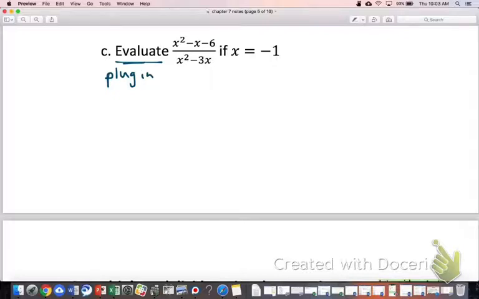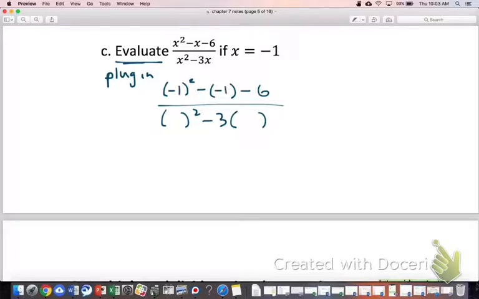So here's what it would look like for this one. It'd be empty parentheses squared minus empty parentheses minus 6 over empty parentheses squared minus 3 times the empty parentheses. And then, of course, what goes in there for the x is negative 1. So negative 1 in each of the parentheses.